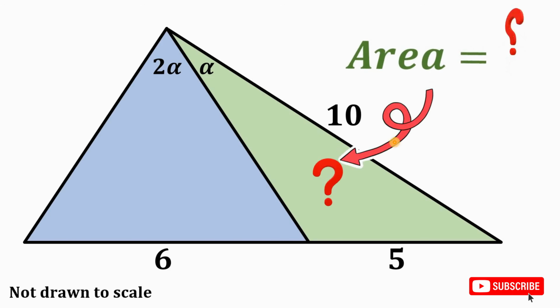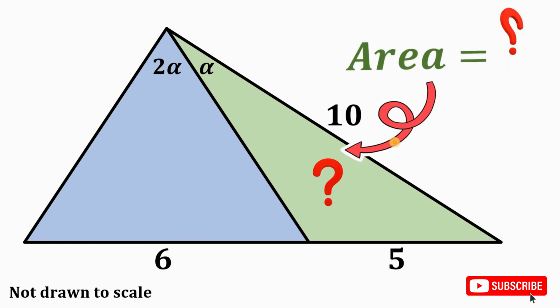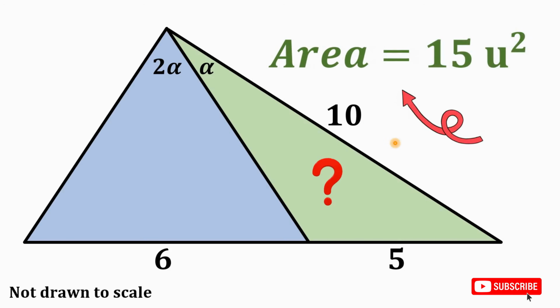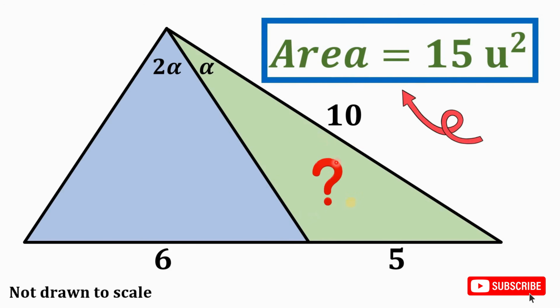So, pause this video right now and see if you can answer this question, because I will show you the answer and the solutions in 3, 2, 1. Alright, the answer is simply equal to 15 square units, and that is the answer to this question. This is the area of this green triangle. Now, of course, the question is, how do we get 15 square units?